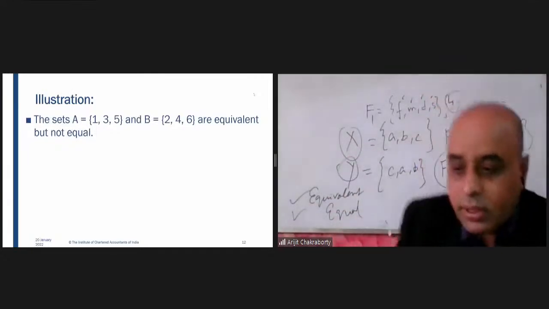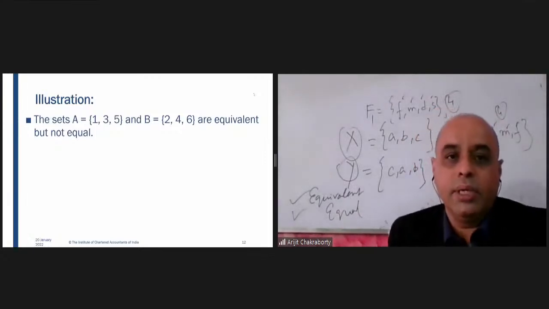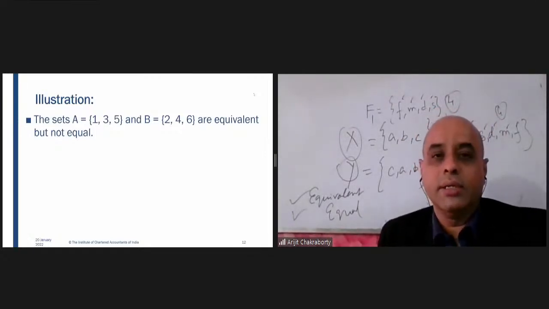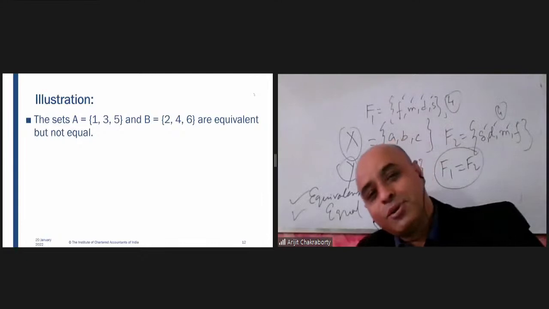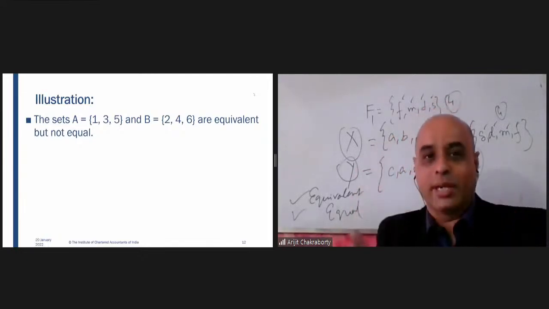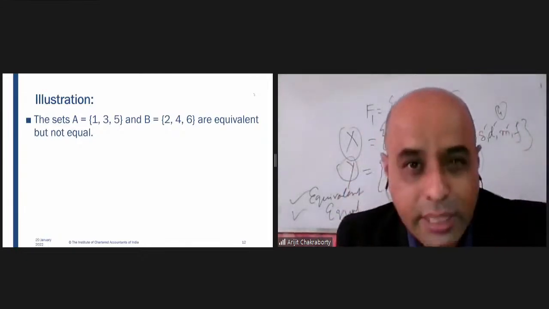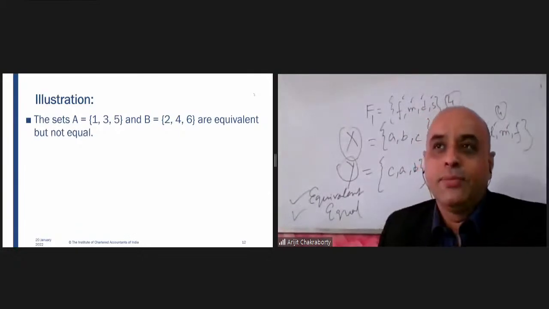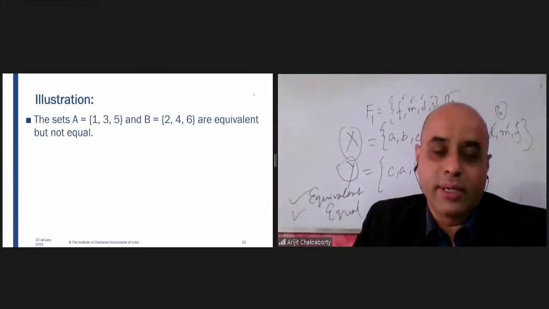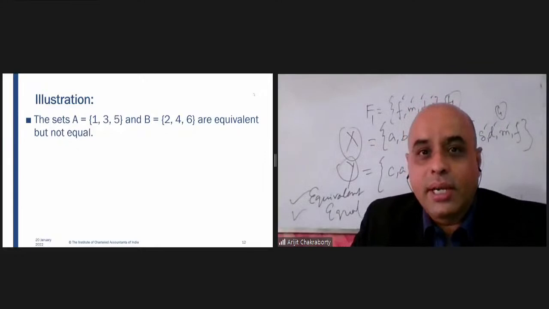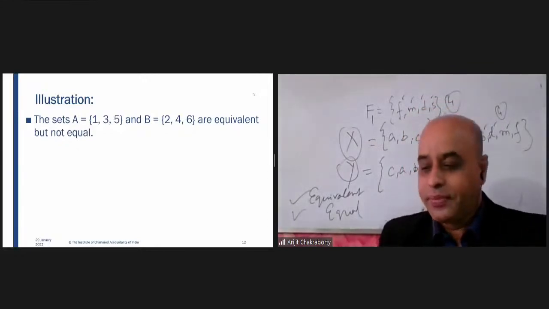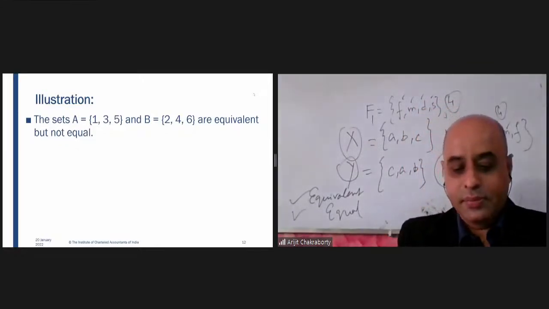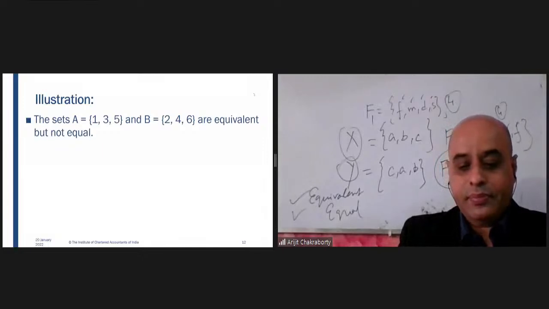So please remember, when two sets are equal, they have to be equivalent also. Two sets have to be equivalent if they are equal. So if they want to be equal, they must be equivalent. But every equivalent set does not mean that they are equal. This is very, very important. Correct. Right, Sufal. I hope you have understood now.